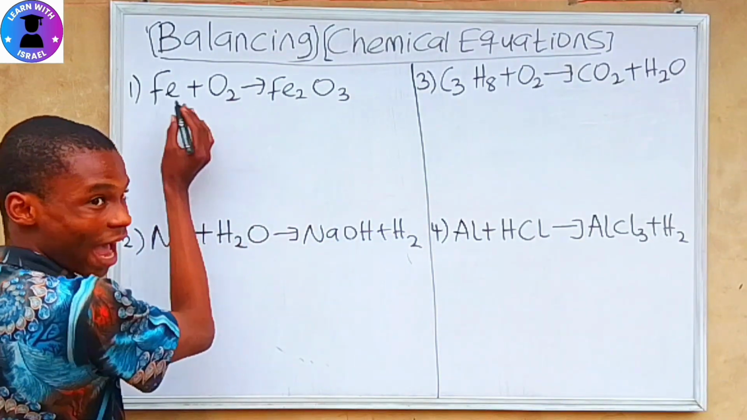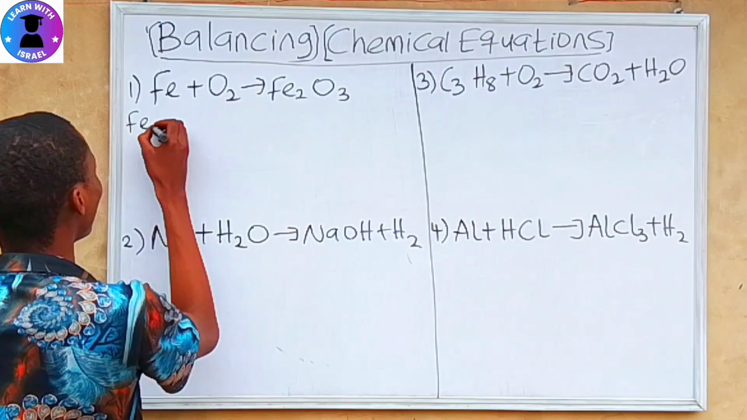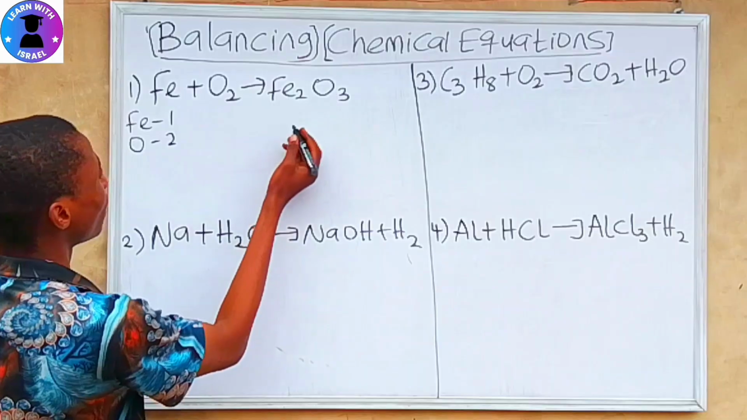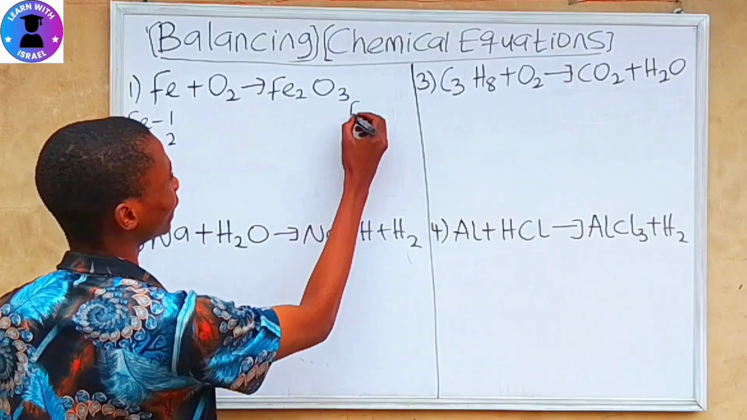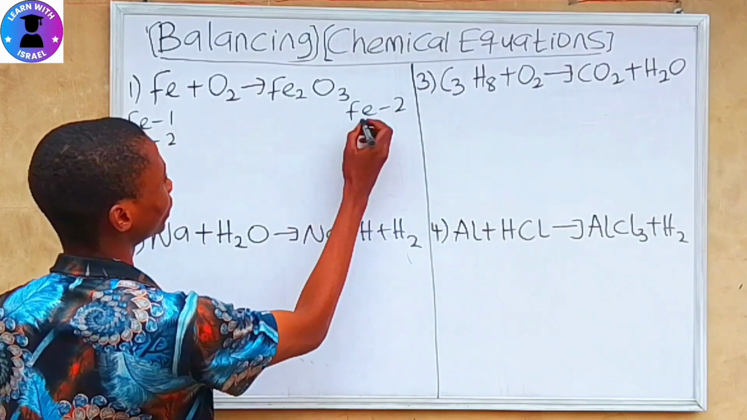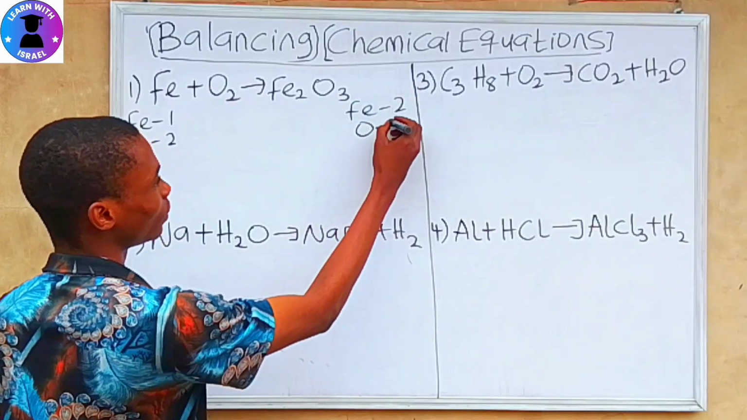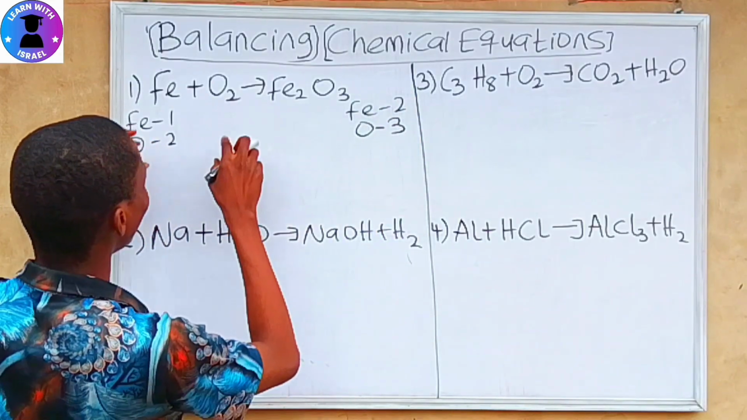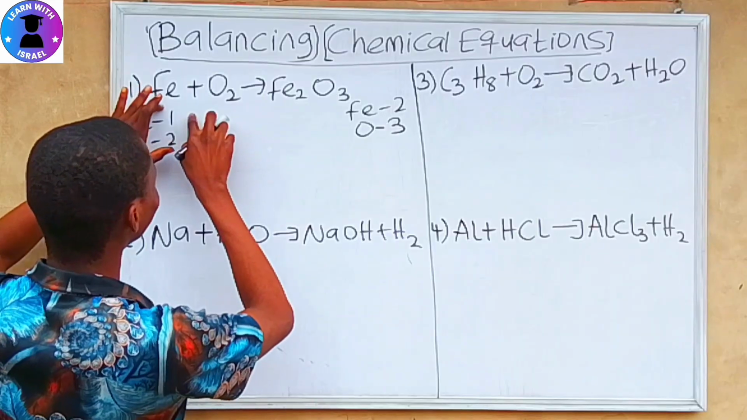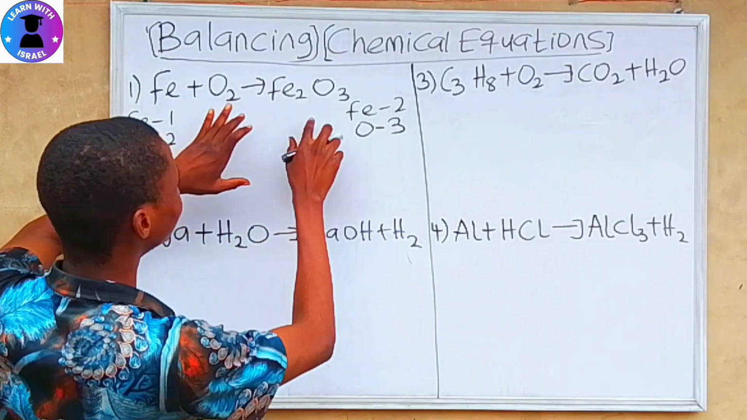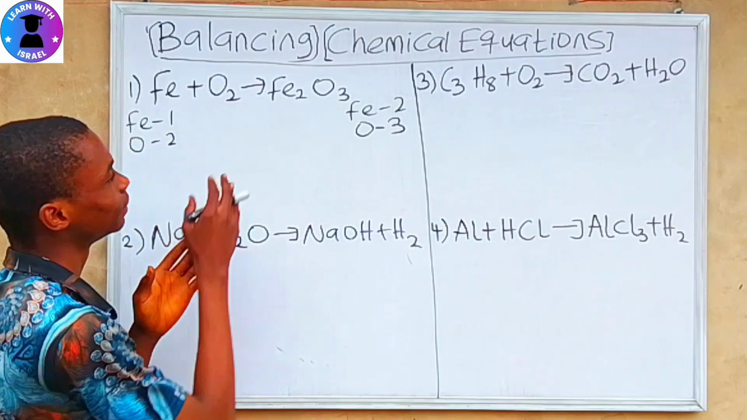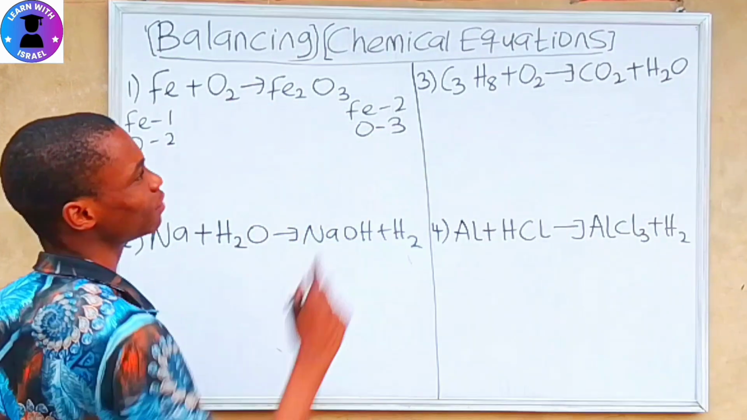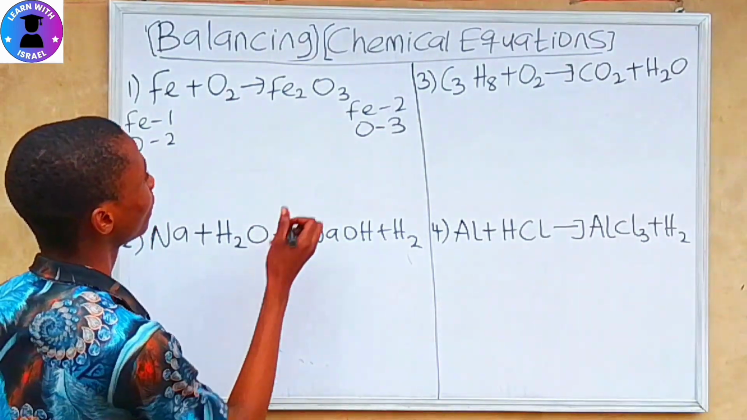For iron on the left hand side, we have 1. Oxygen on the left hand side, we have 2. And for iron on the right hand side, we have 2. Oxygen on the right hand side, we have 3. So guys, we have to balance it. How do we balance it? By adding coefficients to one element at the same time. That's the third step, if you can remember.